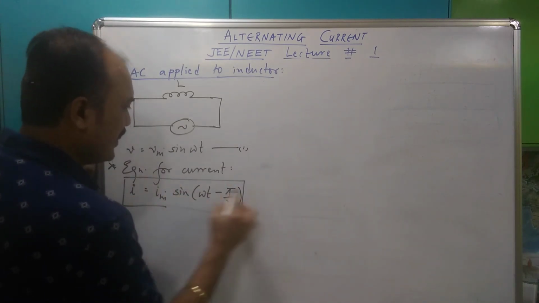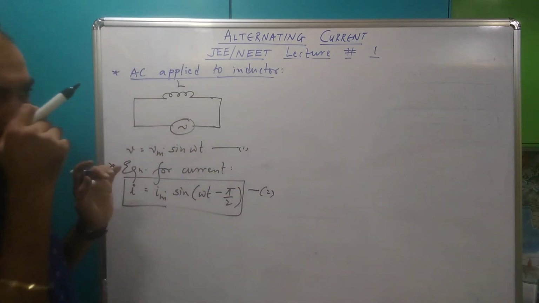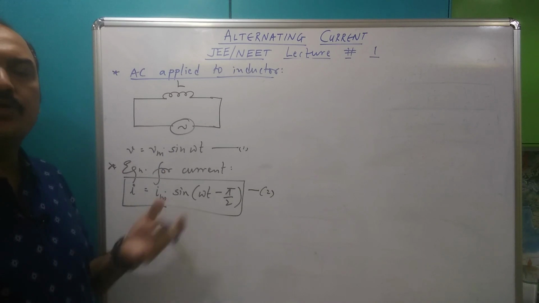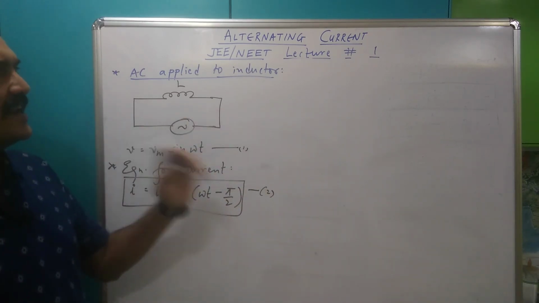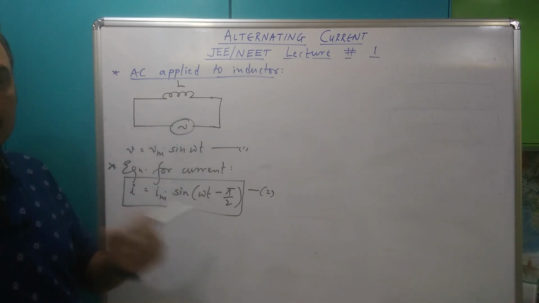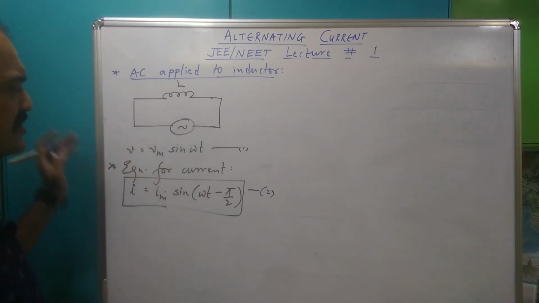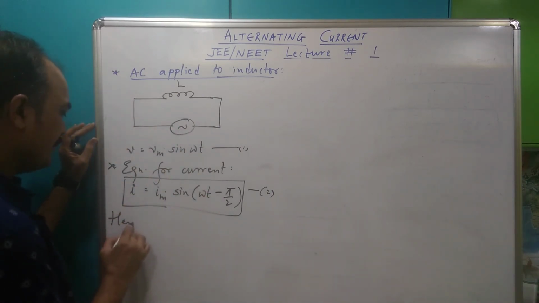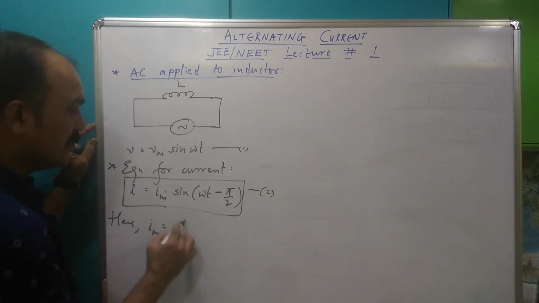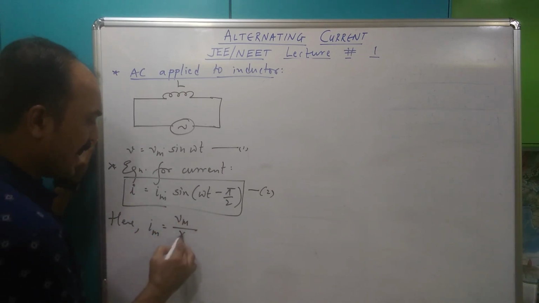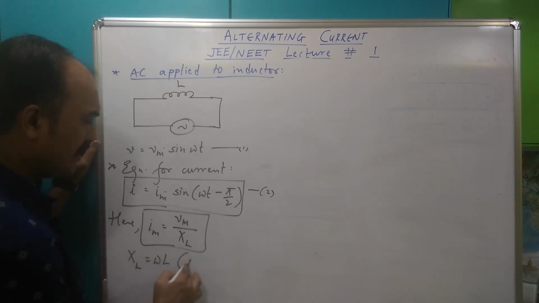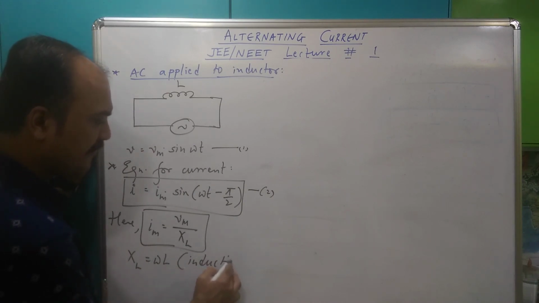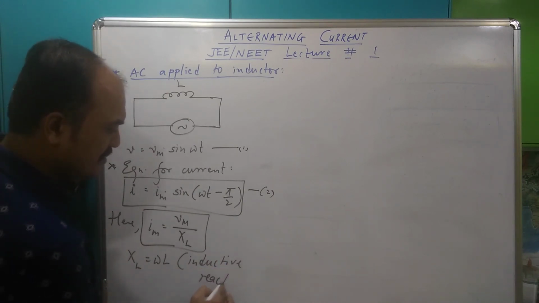I'm sure you would recollect. If you don't know how I got this equation, you might as well go into the board lectures of AC. In AC lecture number 1 we had derived all this for resistor, capacitor, inductor and so on. And here Im, which is the maximum value of current, is Vm by XL. And what is this XL? XL is omega L, called inductive reactance.